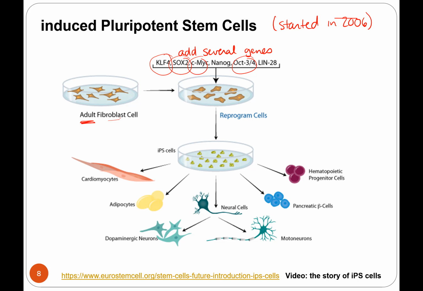So a fibroblast cell is a cell that helps make connective tissue in your body. They can reprogram it and make these pluripotent stem cells that then can become any type of cell we need to regenerate in the body. What most of these genes are transcription factors.